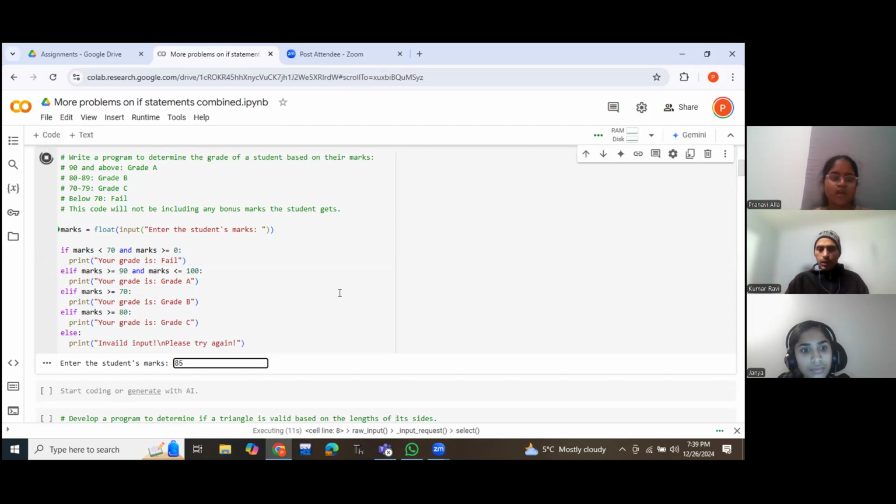Now, Janya, you tell me, when I enter 85, what should be our expected output and what is it going to give? So our expected output should be B. Okay, and now you trace the code in your mind, looking at the code line by line, and see what output you are going to get on this input.